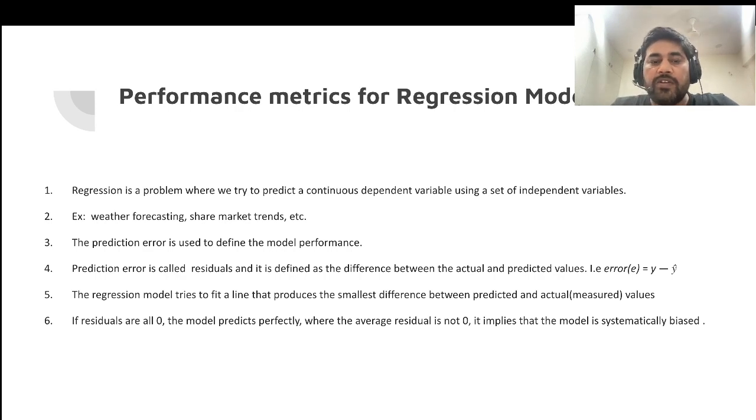Prediction error is called a residual, and it is basically the difference between the predicted value and the actual value. The regression model basically tries to fit a model with the smallest difference between the actual and predicted values. If the residual is 0, the model predicts perfectly, and if the residual is not 0, it means that the model has some bias.